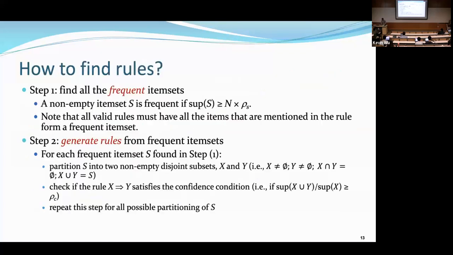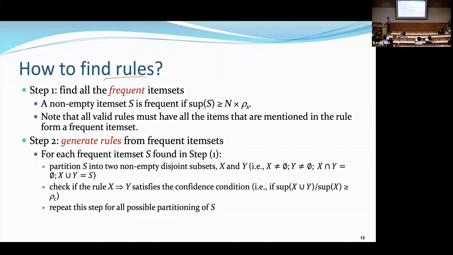Now we would like to see what the algorithm, or the procedure, is for finding or discovering such association rules. So here is how to find the rules. The typical algorithm for mining association rules takes two steps. In particular, the Apriori algorithm that we'll mention shortly takes these two steps to discover all the rules.